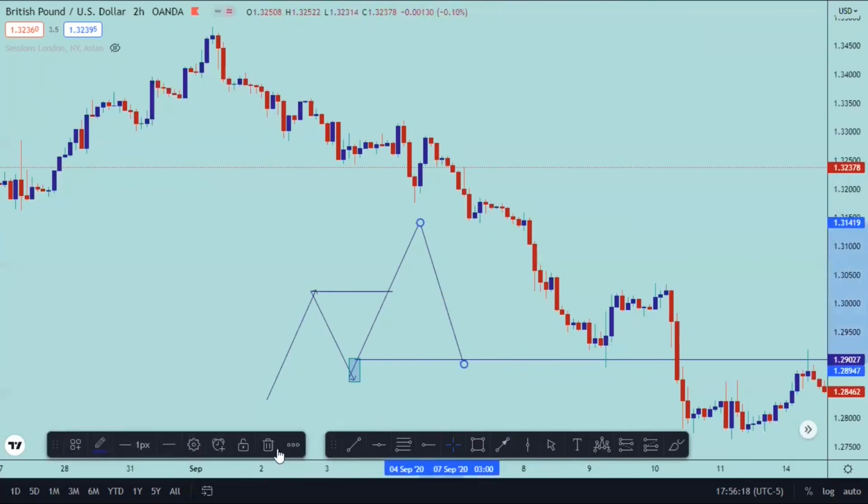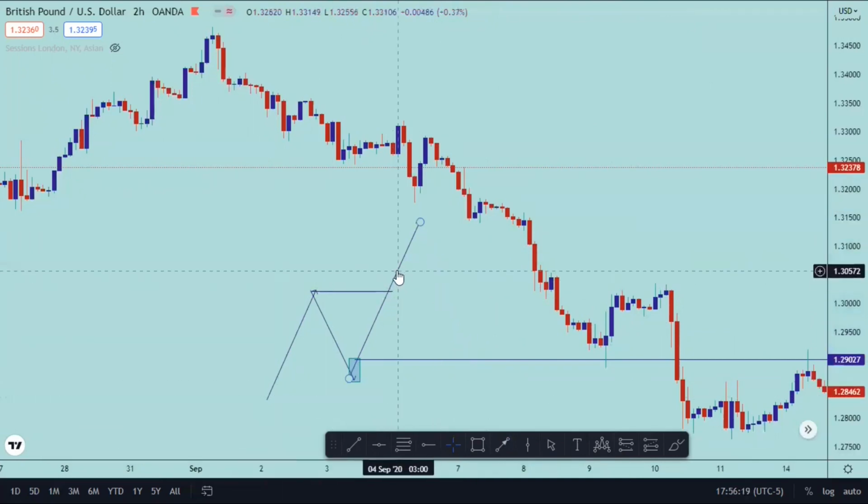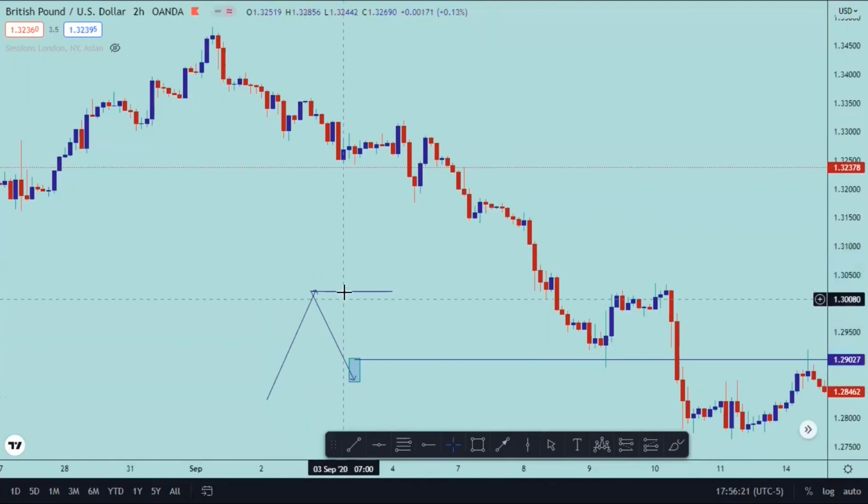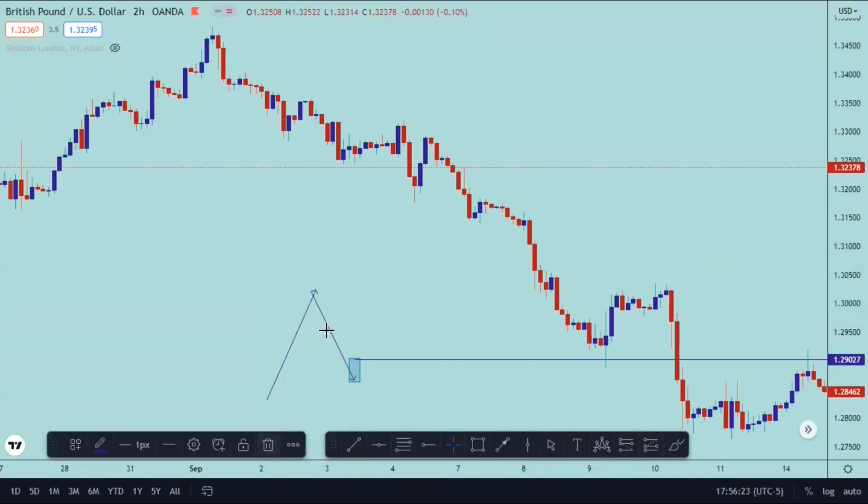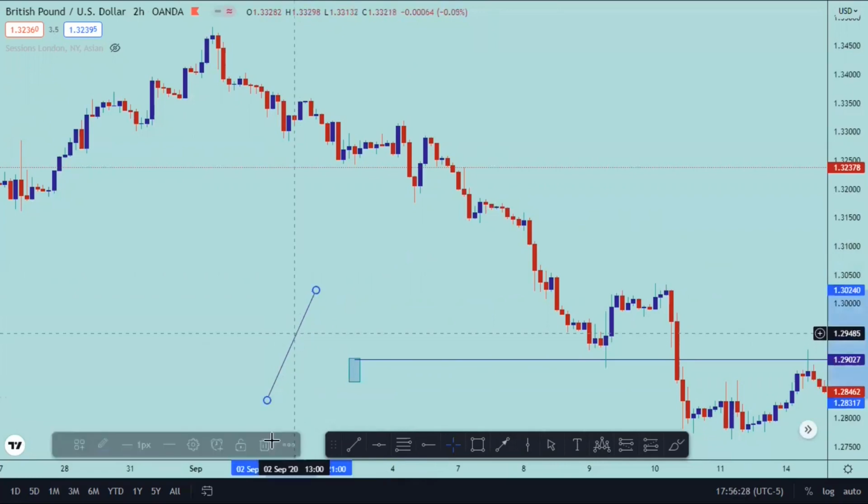Okay, so I'll go over it again. You want to identify the trend, you want to identify a push phase, an exhaustion phase, and then another push phase. Okay, so I'll show you that in a minute.